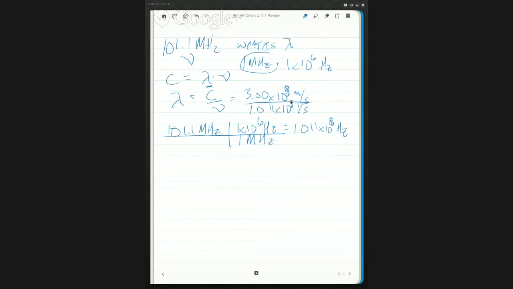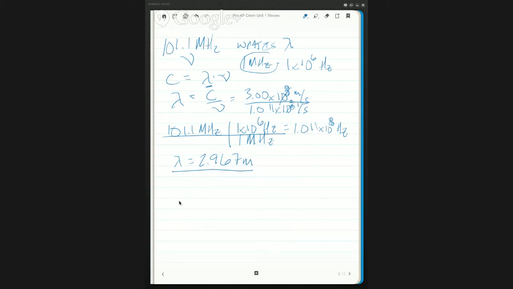These 10 to the 8ths will end up canceling out, which is kind of nice. So you end up with a 3 divided by a 1.011, right? If you put it in your calculator, you'll end up with a wavelength that is equal to 2.967 meters. And those are pretty long wavelengths. Radio wavelengths are very, very long, okay? So that's one example of how you would need to do that.